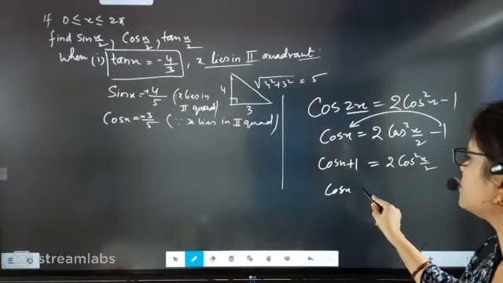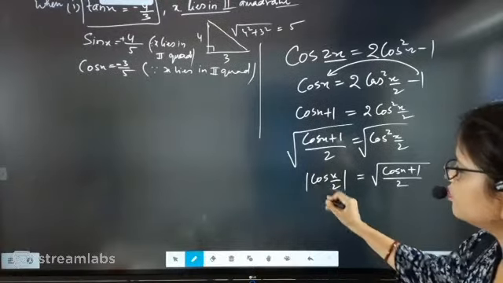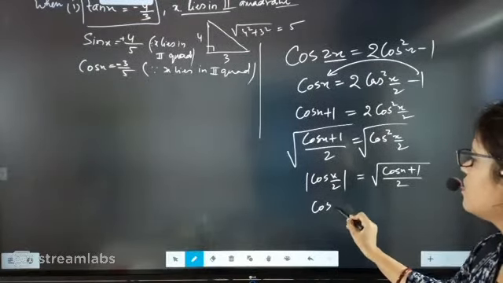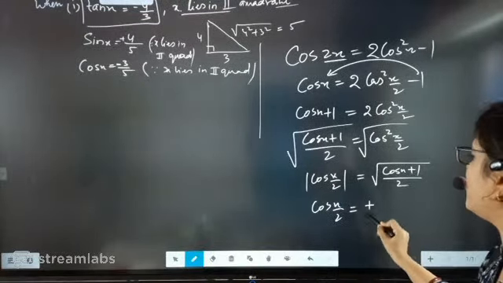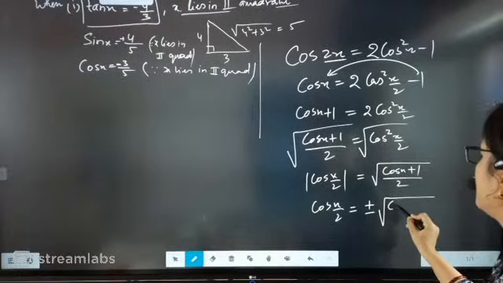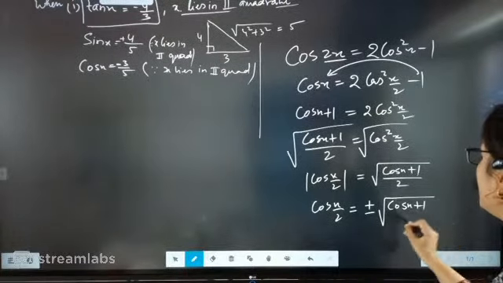And at the time of teaching function, I told you that when square and root is coming, it will get converted into cos x by 2 modulus. So now root and square will convert cos x by 2 into modulus, beta, and here it will become root under cos x plus 1 by 2. And beta, here the moment this modulus will go, cos x by 2 will give you 2 values, positive, negative, cos x plus 1 by 2.